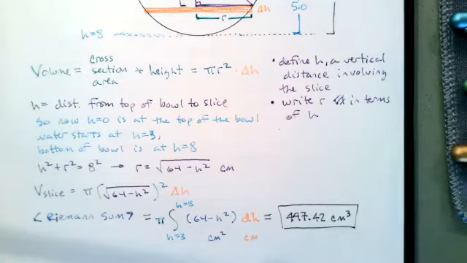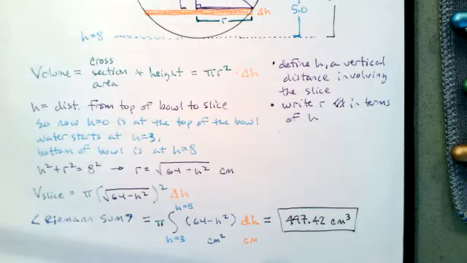So this is how we approach the problem when we define h as the distance from the top of the bowl to the slice. That's where we made a choice to let h be the distance from the top of the bowl to the slice. That was our choice. So let's go and make a different choice. Let's get ourselves another hemispherical bowl.